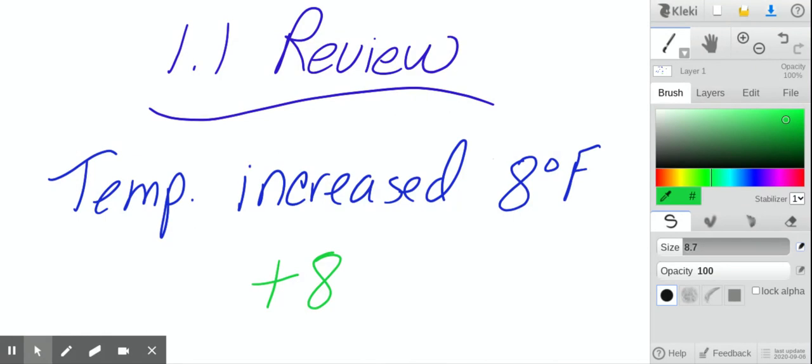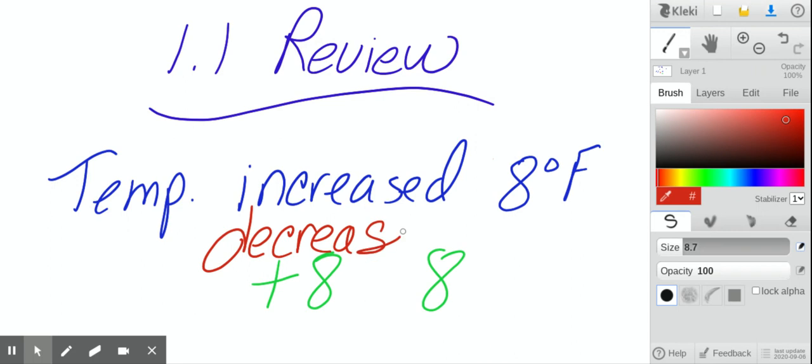Remember, most of the time you're not going to see that positive. You're just going to have the number itself or the integer itself. All right. So when we increase something, that is a positive. If we decrease something, if something decreased, if the temperature decreased 4 degrees Fahrenheit, a decrease is a negative. So that would be represented by -4. All right. So increase is a positive, decrease is a negative.